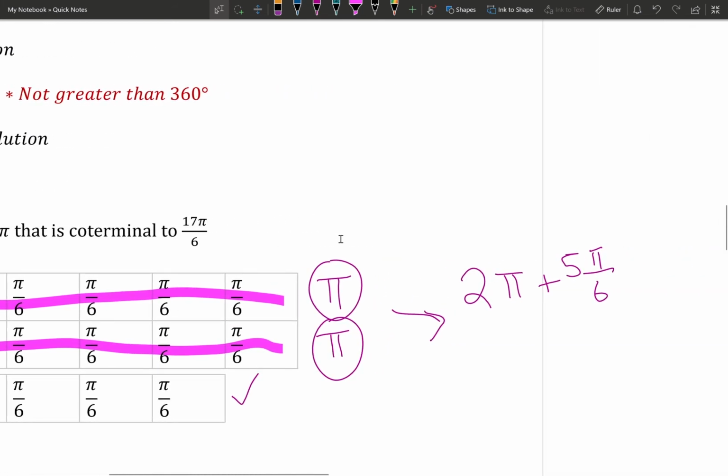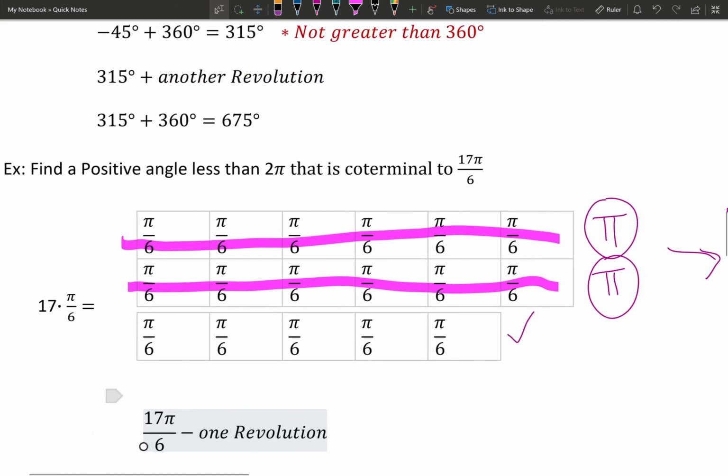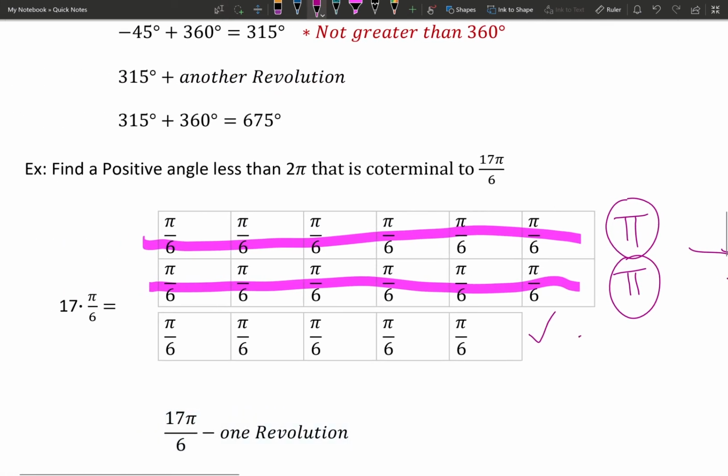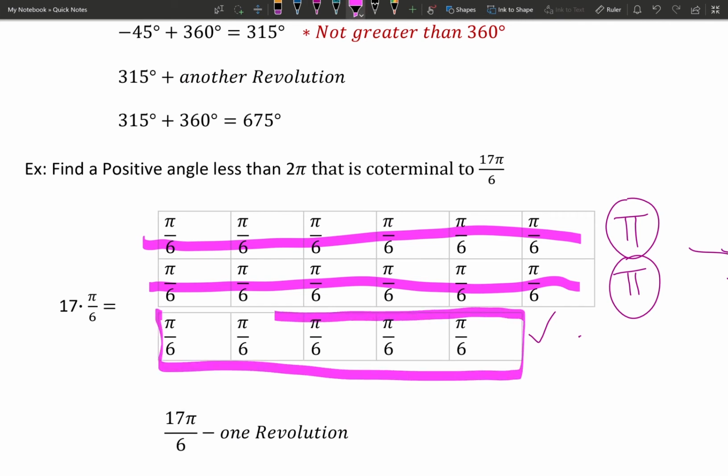So the coterminal angle is saying take 17 pi over 6, which is described like this, and take away 2 pi. So what is our coterminal angle then? It's just the leftover. The leftover is this. This is the coterminal angle. 5 pi over 6.